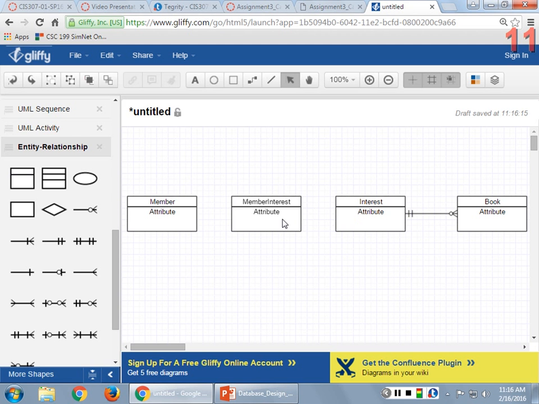What is the maximum? I think it's also 1, right? Because it's 1 interest per entry, right? So we'll have 1 on that side, and here we'll have what? 1 interest can be declared how many times at the minimum? I think we agreed 0, right? It could be that nobody has declared that interest yet, right? It's a new subject, right? And maximum many, somebody, let's say big data or chemistry has been declared as an interest many times. So we have 1 on this side and 0 many on that side, right?